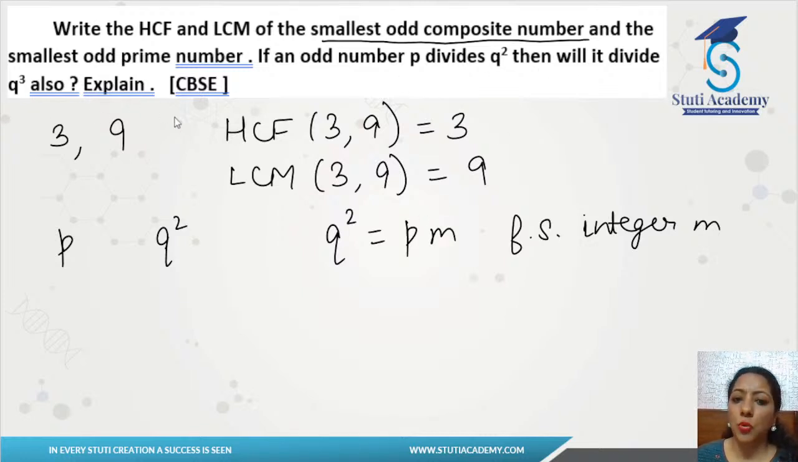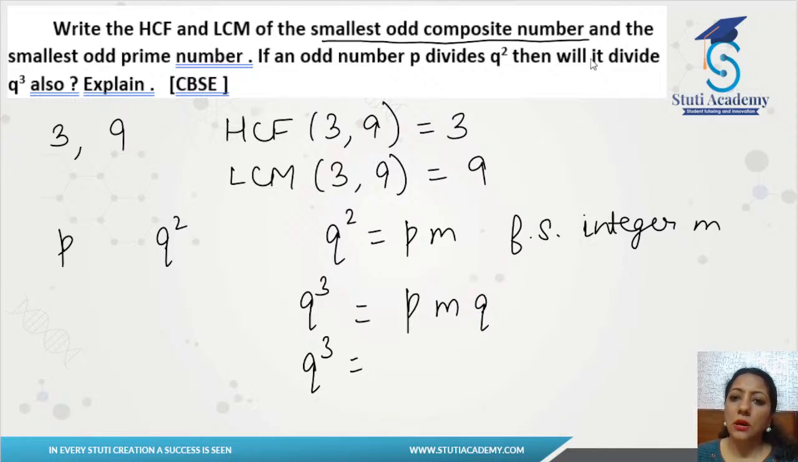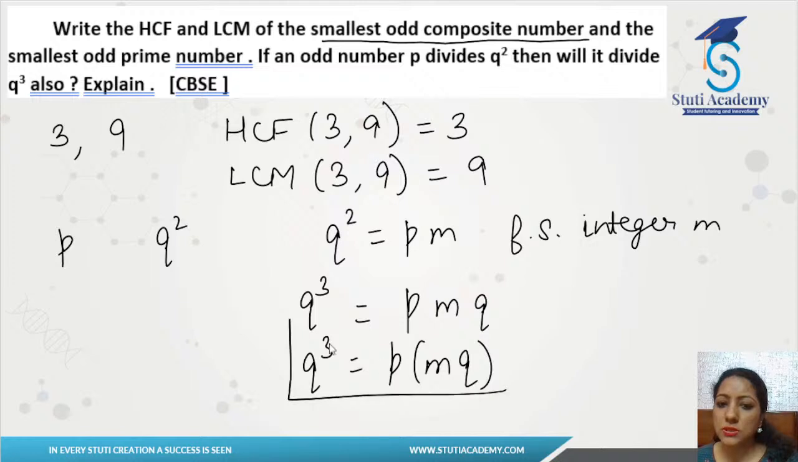Then it will divide q cube also. Now let us take q cube. I'm multiplying both the sides by q. I'm going to get q cube here and then I'll get pmq. Now I want to prove that p will divide q cube also. So I can write this as p times mq, and this shows that q cube has p as one of its factors, because it can be written as p times something, which is an integer. So finally we can say that p divides q cube also.